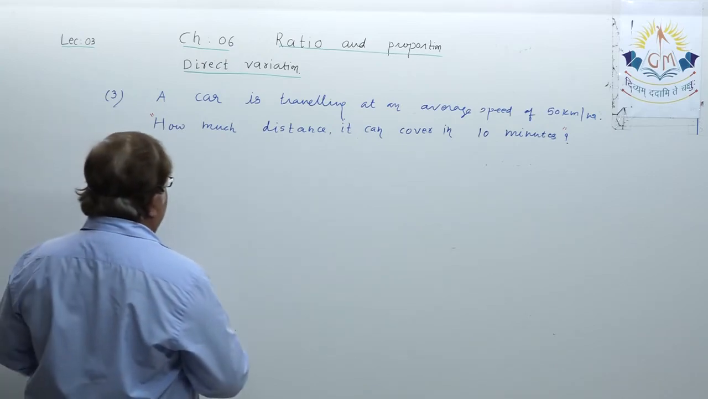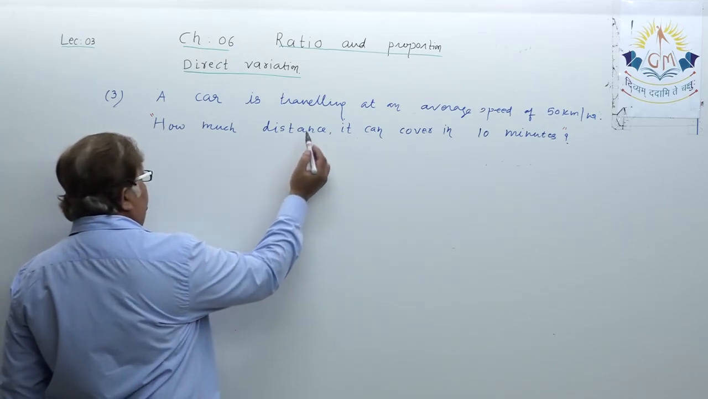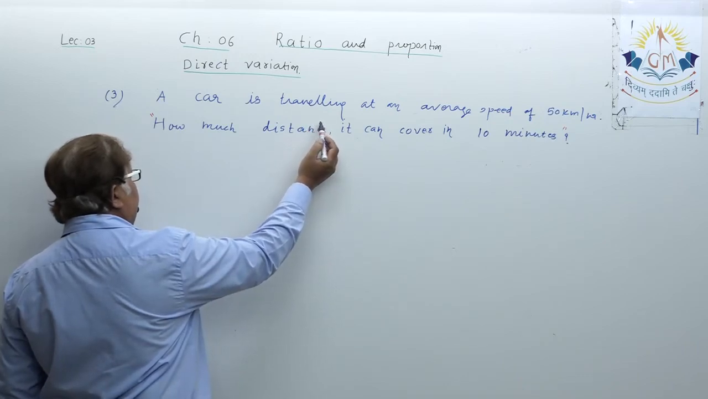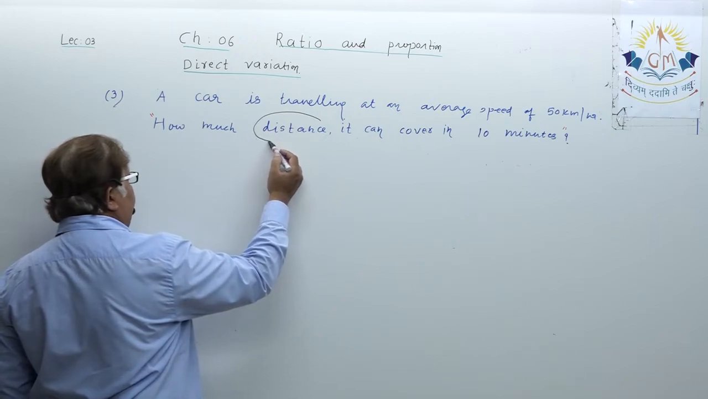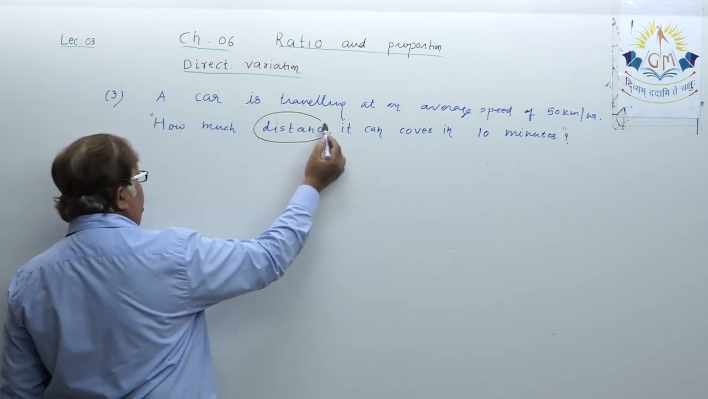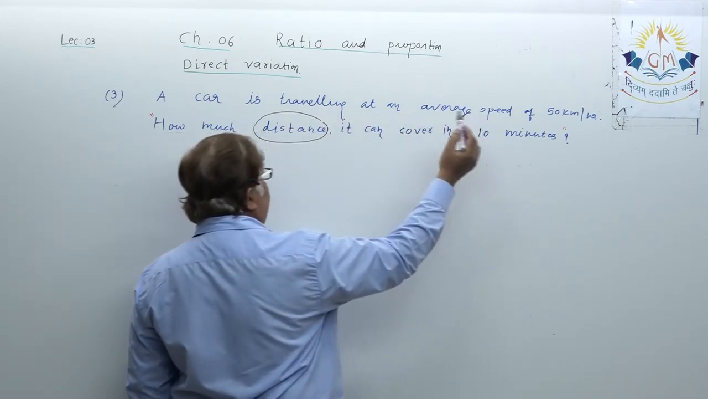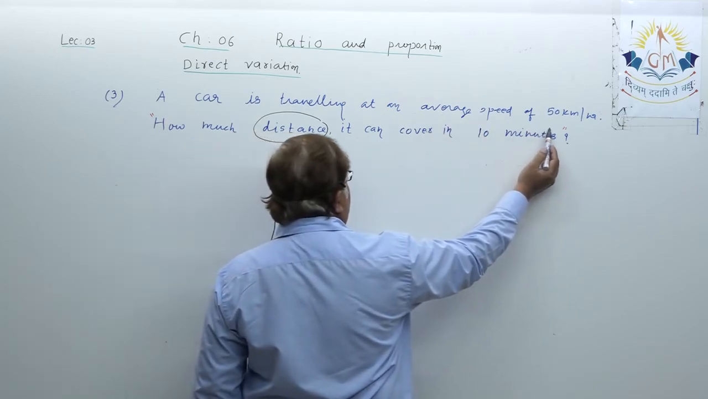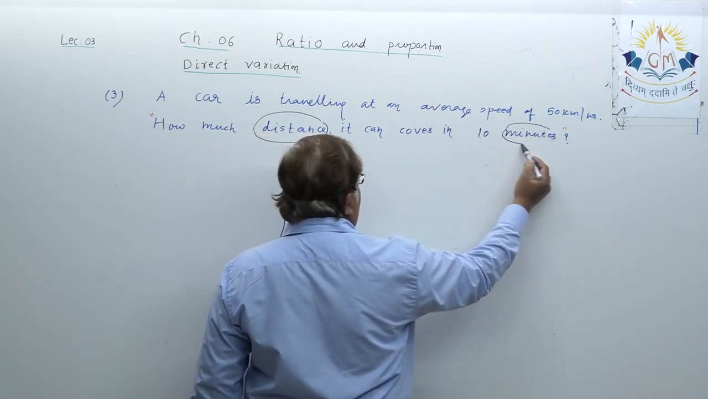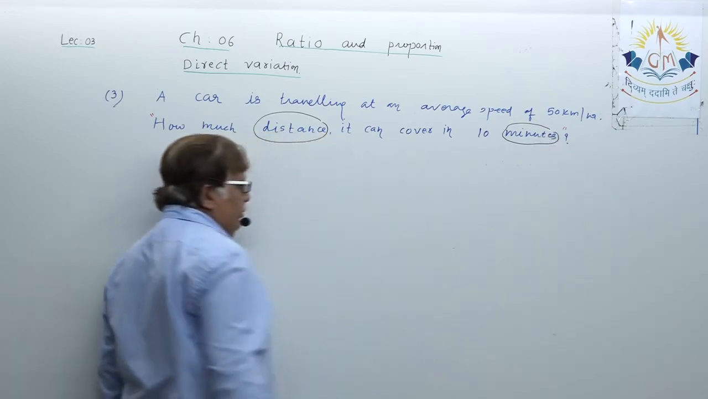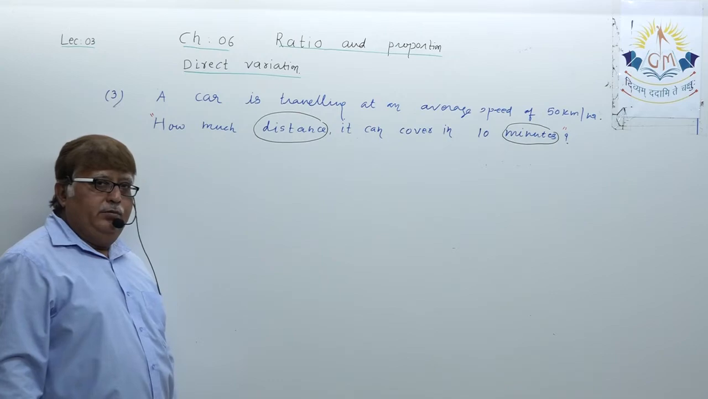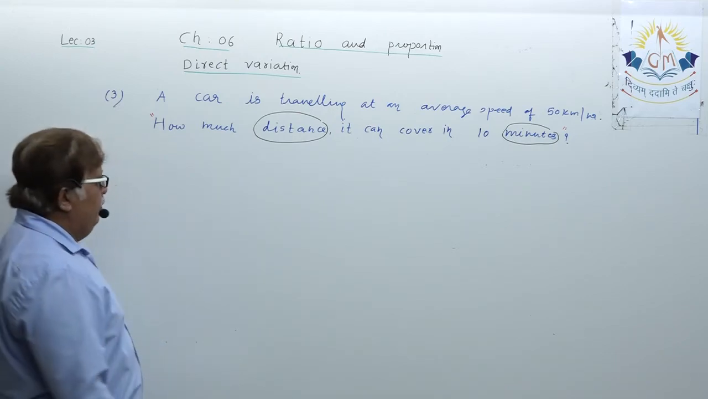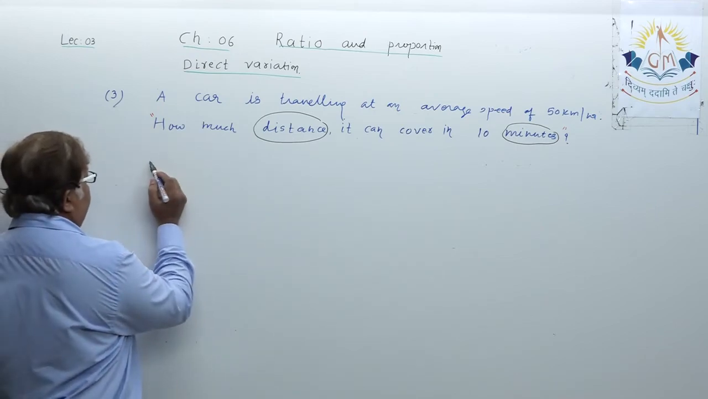Dear student, you will relate two physical variable quantities. One is distance and one is time. You understood this? These two variable quantities you have to suppose.